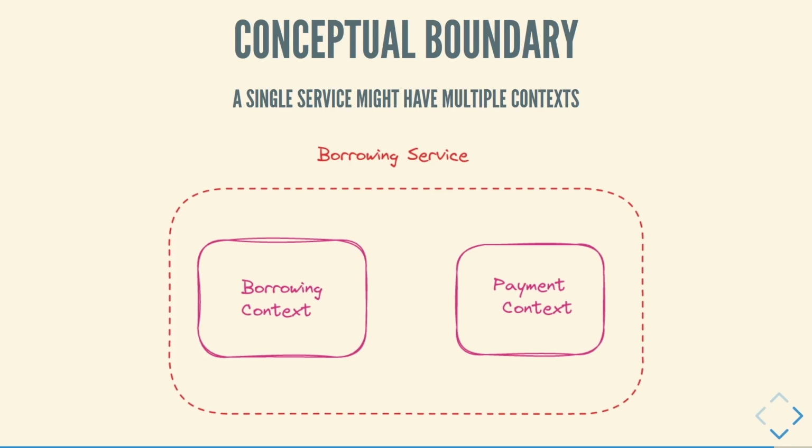So maybe we have a borrowing microservice and it contains the borrowing context with loans and penalty fees and that kind of thing. But then we've also included the payment context because it makes sense for us to treat these as a single deployment unit and let one team own them and own that whole space. And maybe when the late fees change, we also need to change our payments code. So it makes sense to ship them together, even though they are separate conceptual boundaries.